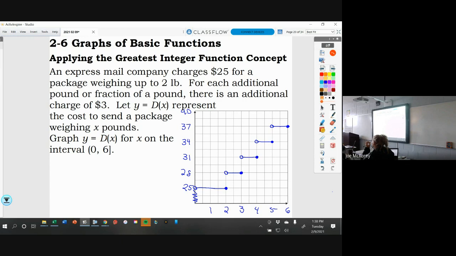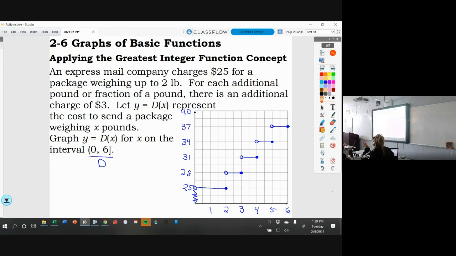What is the domain of my graph? From 0 to 6. That's the domain, right? It's given to me. What is the range of my graph?